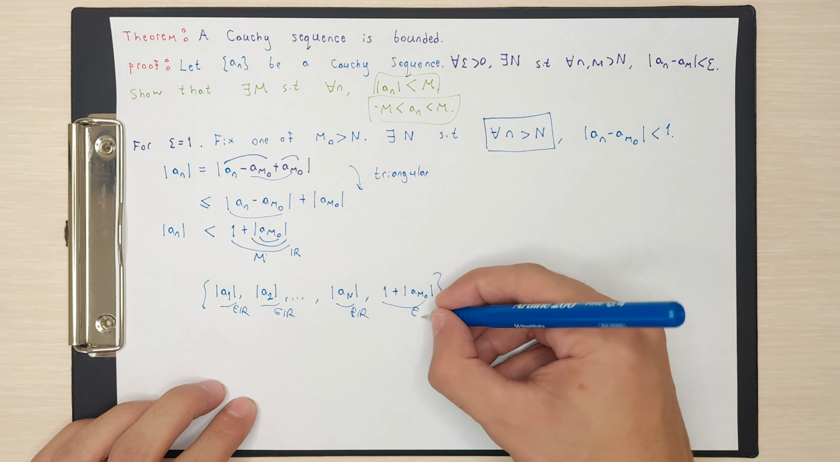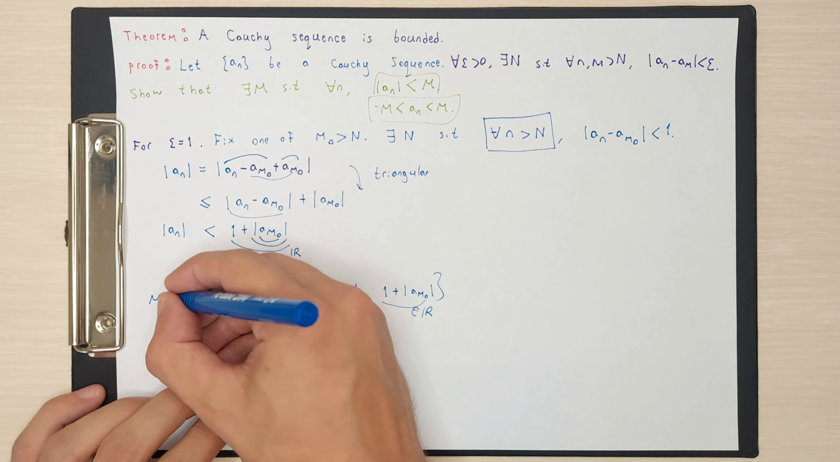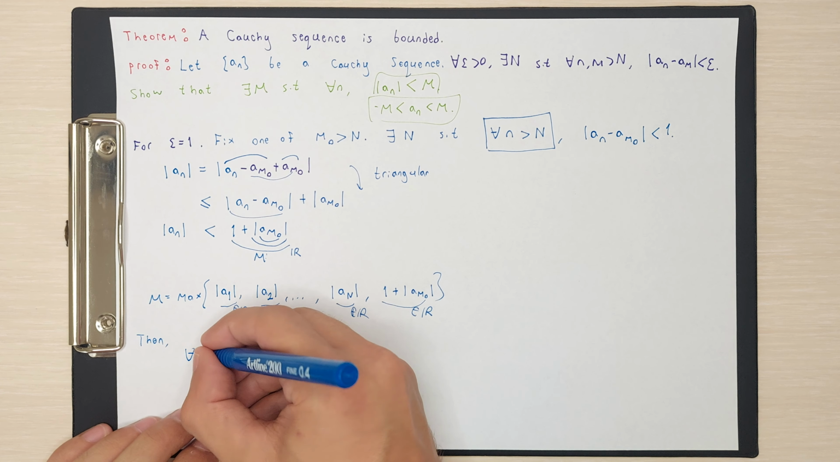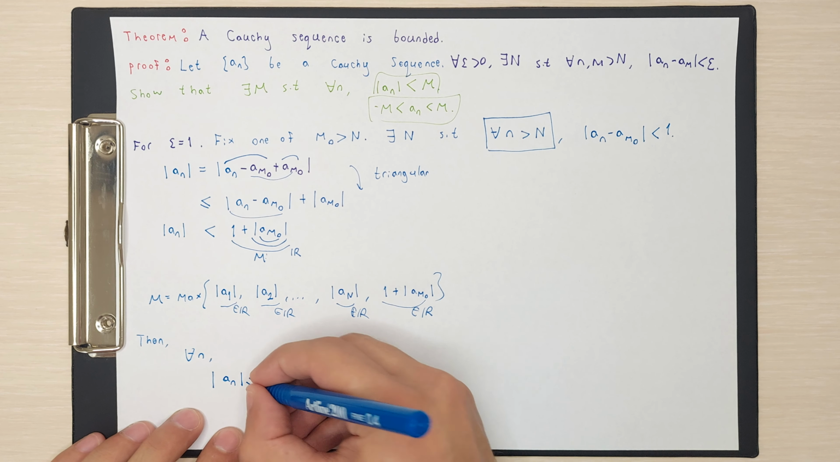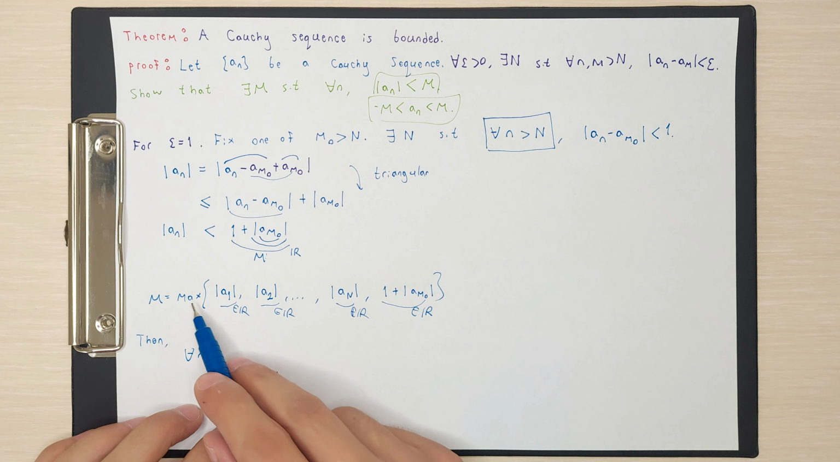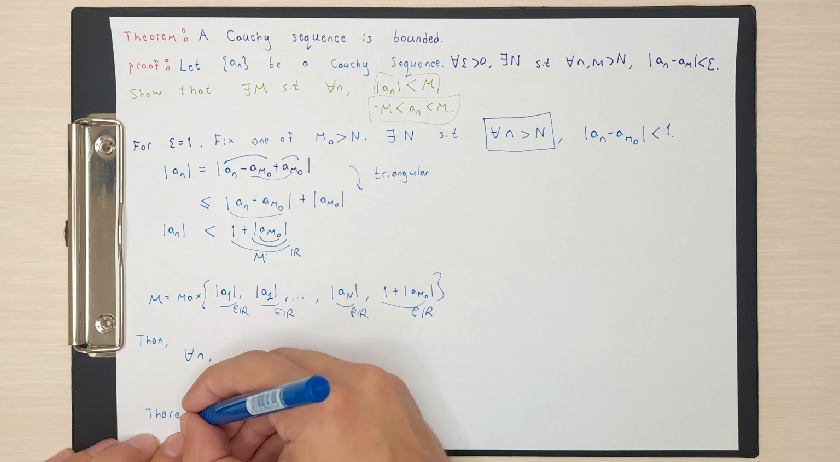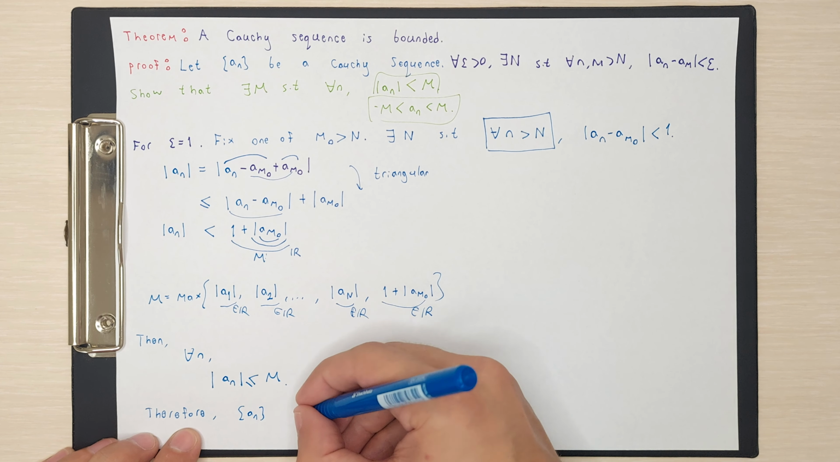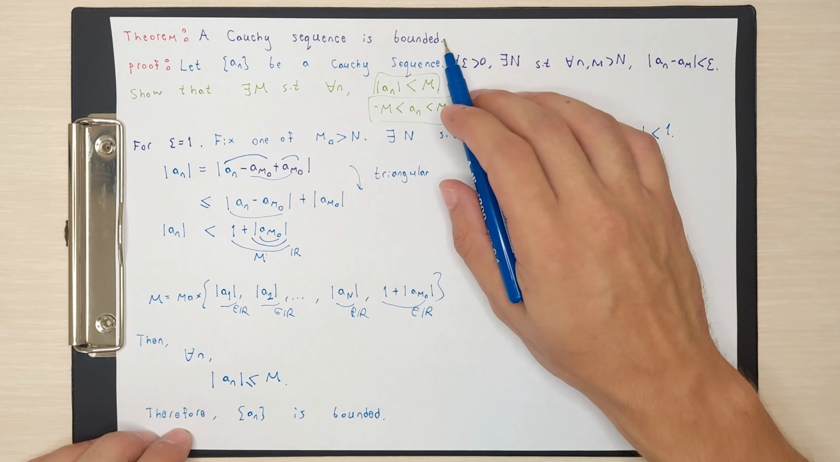Why is it so important? Because if you have a finite set, you can find your maximum value and you can find your minimum value. If you denote that the maximum of this set is M, that means for all values of n, we have the absolute value of a_n less than or equal to M, because M is the maximum value of this set. Therefore, we can say that the Cauchy sequence a_n is bounded. And it completes the proof. If you have a Cauchy sequence, it is a bounded sequence.